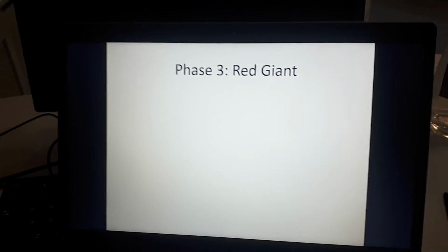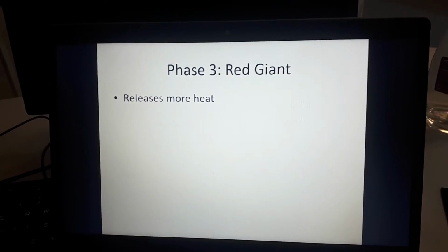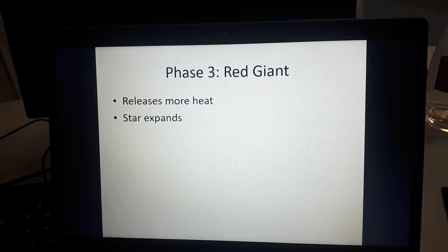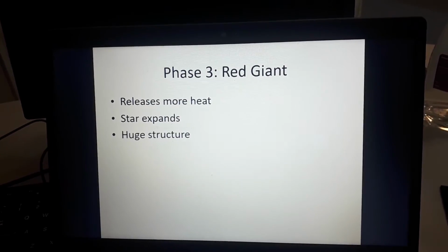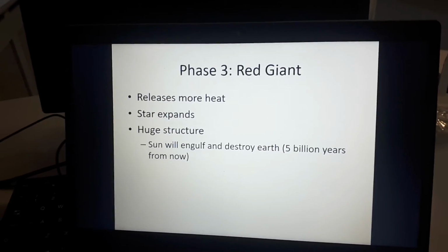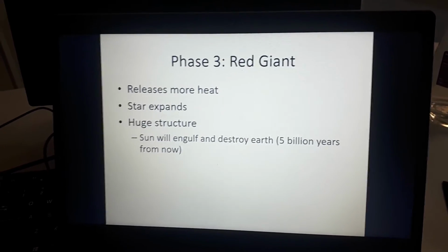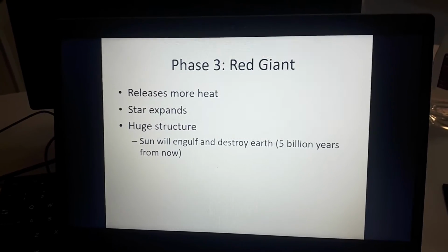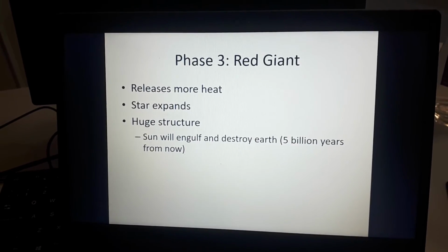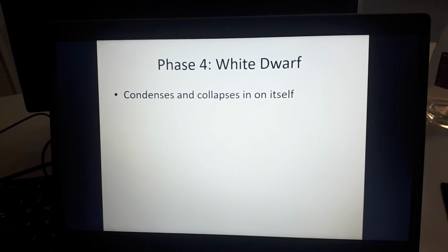The third phase then of a star is red giant. And in a red giant, gravity can no longer shrink it enough, so it releases more and more heat. And as it does that, the star expands and gets bigger until it eventually becomes a huge structure. They believe that this will eventually happen. The sun, remember the sun is a star, so it'll get so big that it will destroy Earth. However, they do think this will be 5 billion years from now. Okay, so if you imagine it like a balloon, so you blow up a balloon, the balloon gets bigger and bigger until eventually it pops.